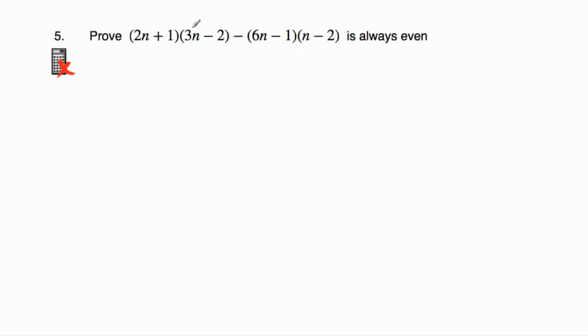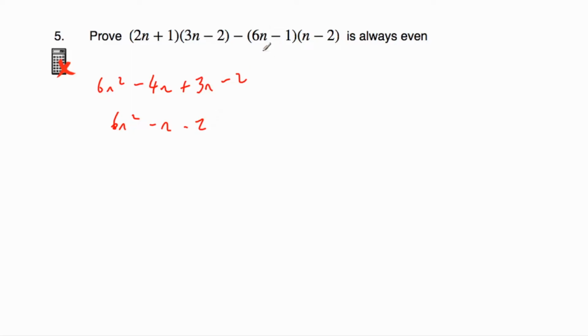So 2n times 3n would be 6n squared. We've then got 2n times minus 2, that's minus 4n. We've then got 1 times 3n, that's plus 3n, and then we've got 1 times minus 2. Well, 1 times minus 2 would be minus 2. So let's simplify this now. So we've got our 6n squared. We've then got our minus 4n plus 3n. Well, if we had minus 4n and we add 3n, we get minus 1n, or just minus n, and then we've got our minus 2. So whenever we expand our first pair of brackets, we get 6n squared minus n minus 2.